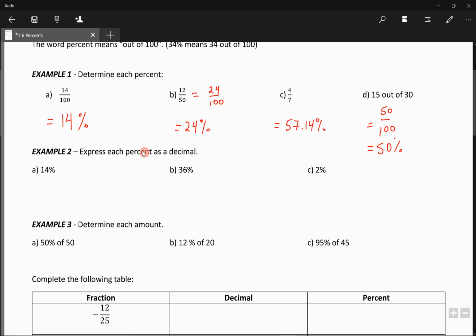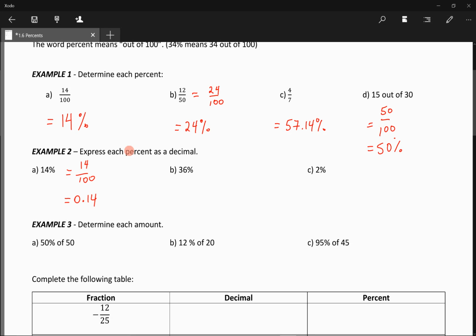Express each percent as a decimal. Again, same idea, but now we're going to go backwards. What is 14% out of 100? Well, it's just 14 out of 100. And if I express this as a decimal, it is 0.14.